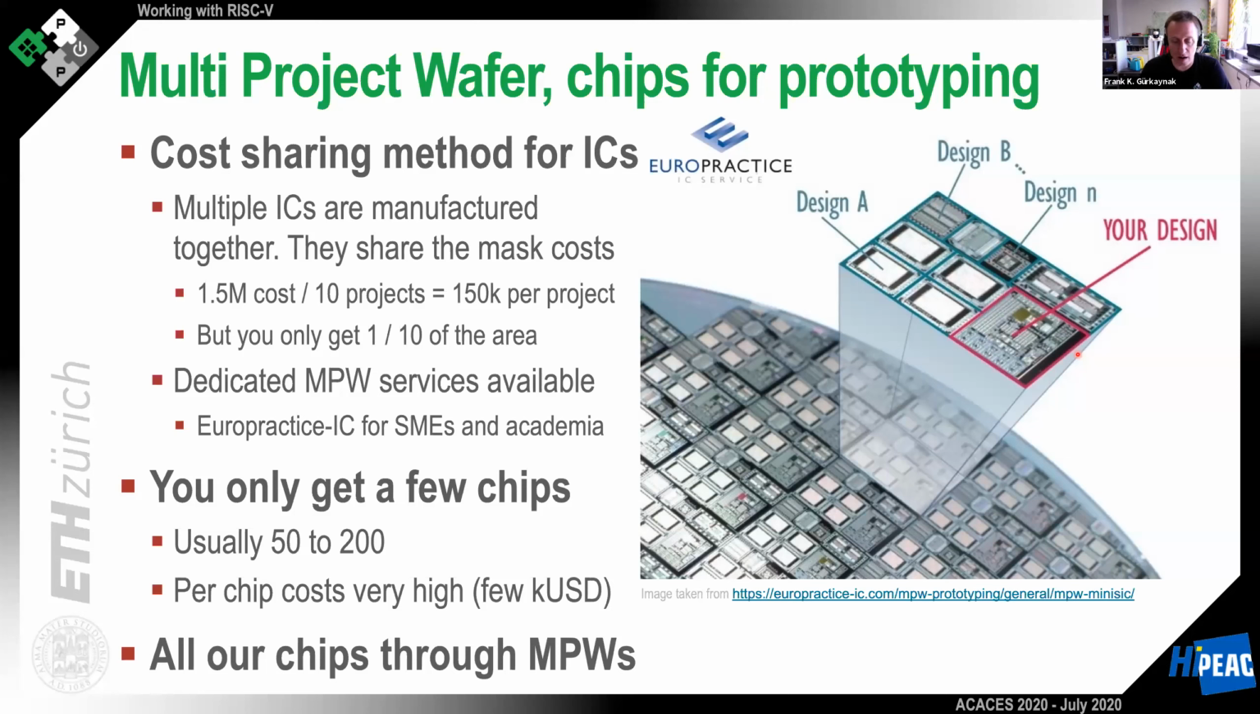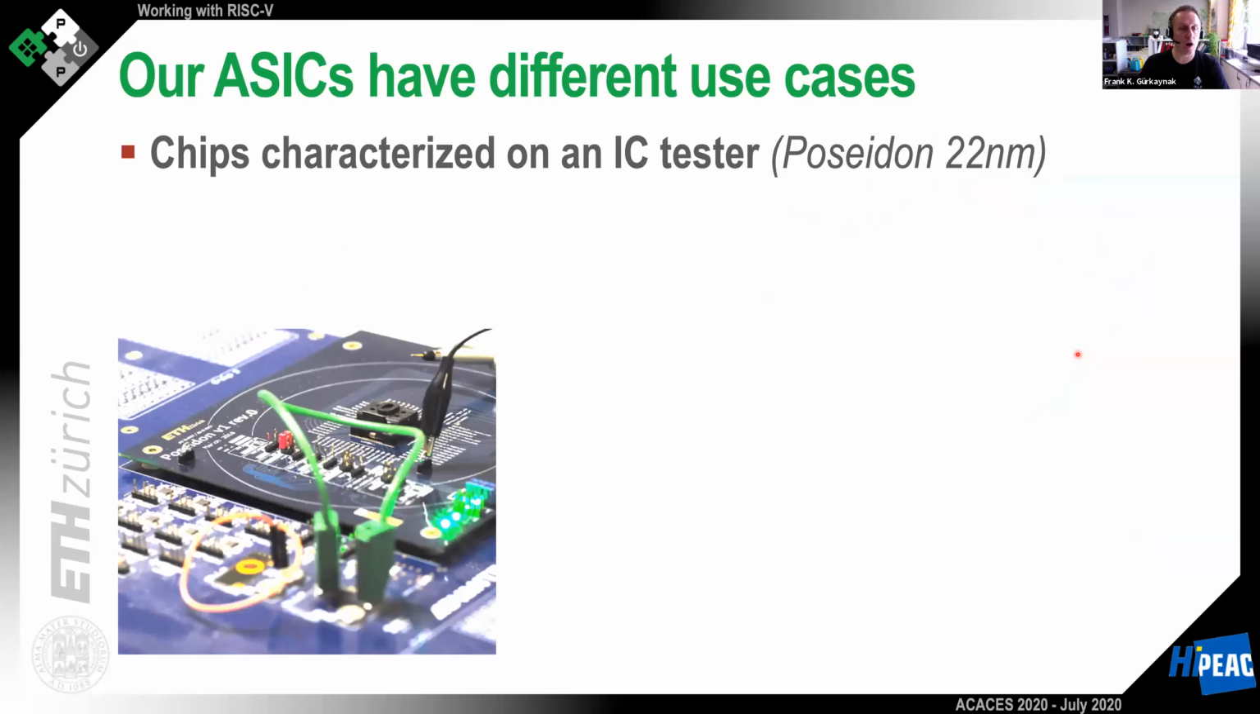And there are some older technologies where doing this is possible for a few $1,000s. So if you're doing it in 350, 250, 180 nanometers, the costs are not that high. If you want to go to even smaller technologies, even the MPW costs are very high. But you have to realize that all the chips we are talking about are done through MPWs. We have at most 200 of those chips manufactured. This is enough for our purposes.